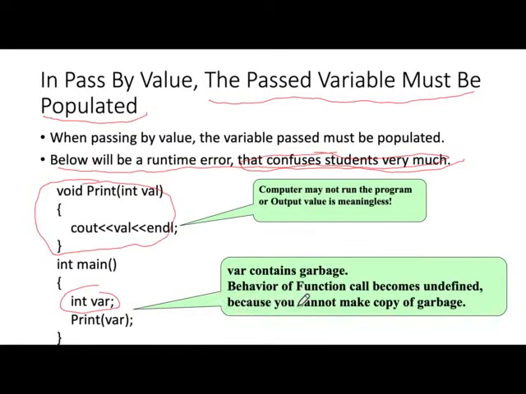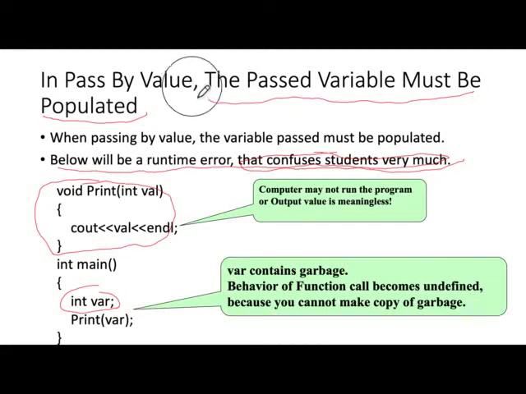The behavior of this function call becomes undefined because what has to happen is that the value stored here should be copied here, but you can't make a copy of the garbage. How are you going to make a copy of the garbage? Now, in some compilers, it will not run the program. In some compilers, it will run the program and give you a garbage value. So please don't do this.